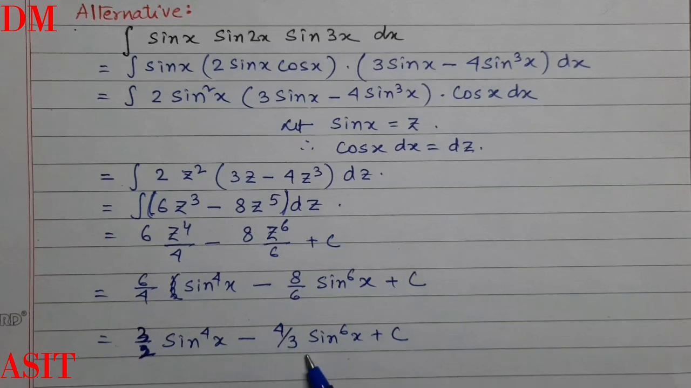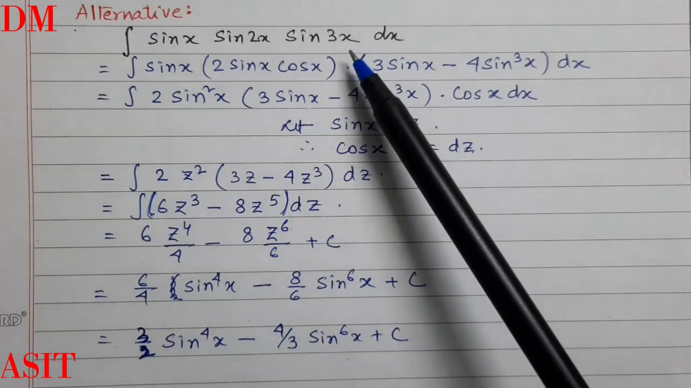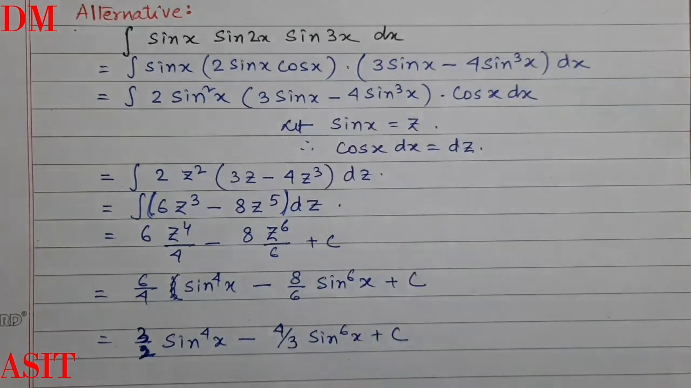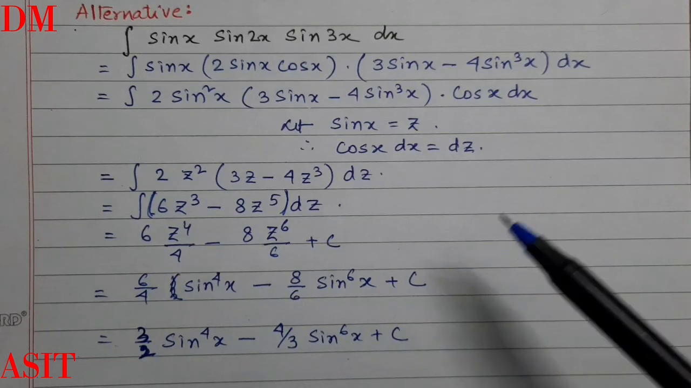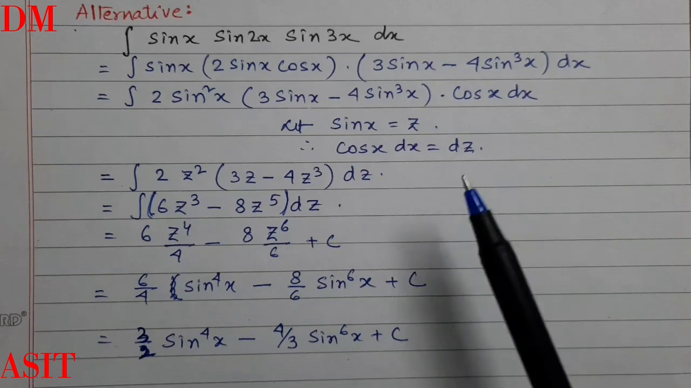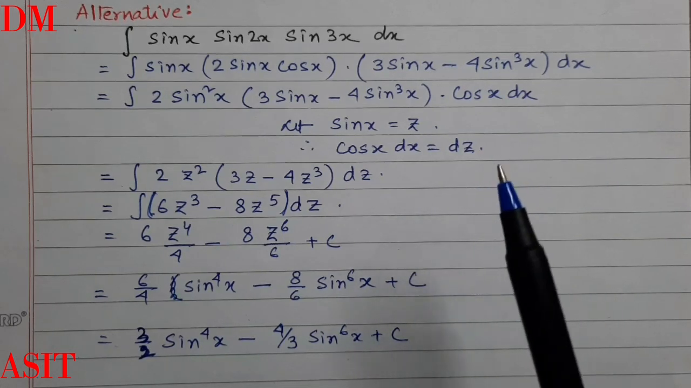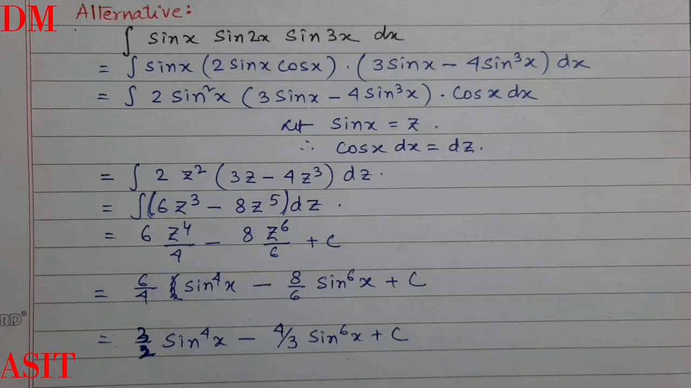Now we can see there can be two answers or more than one answer. In the previous method we got a different answer, and in this method we got a different answer. So if your method is different, it may not match with the answer of the book. So don't panic. That's all for today. Thank you.